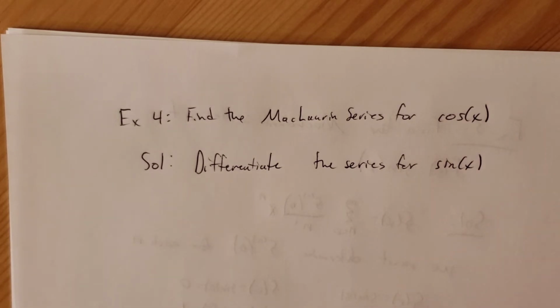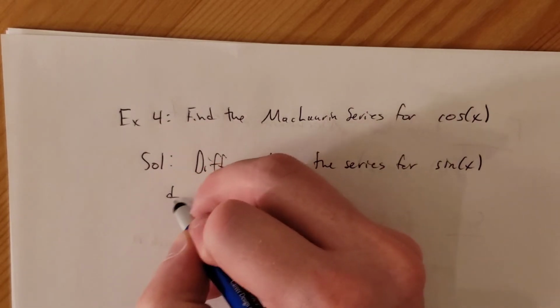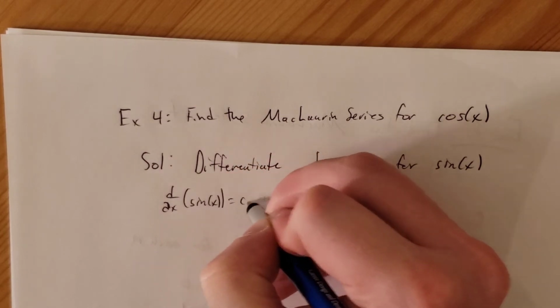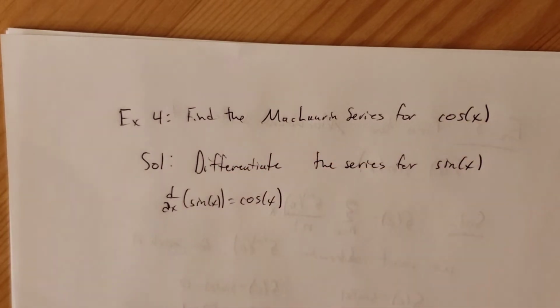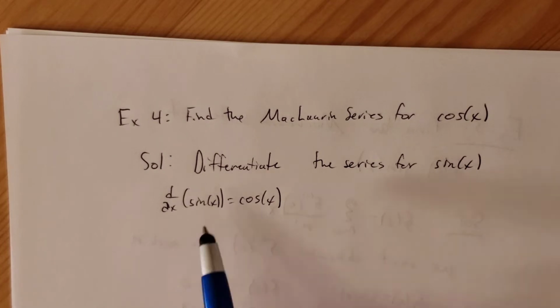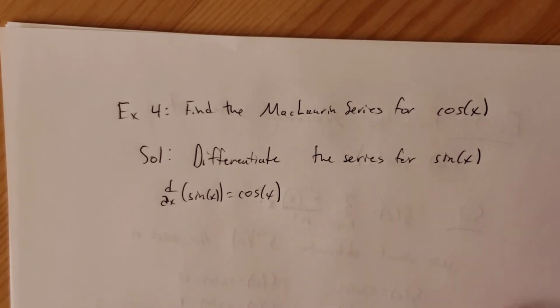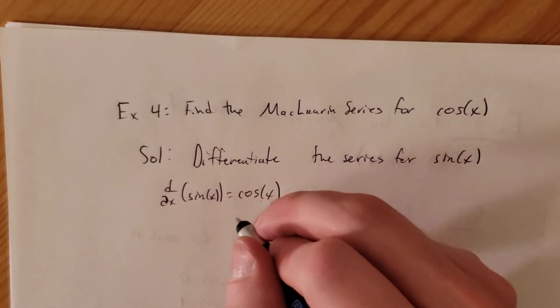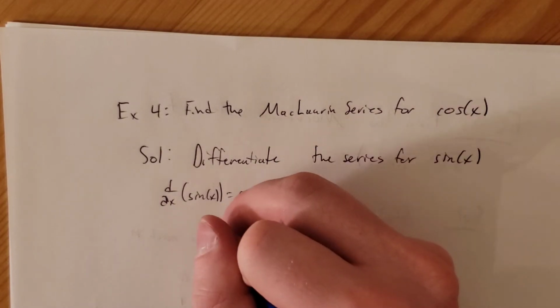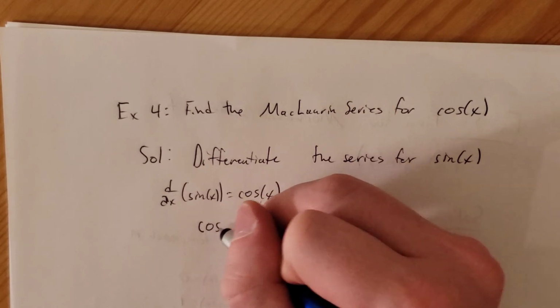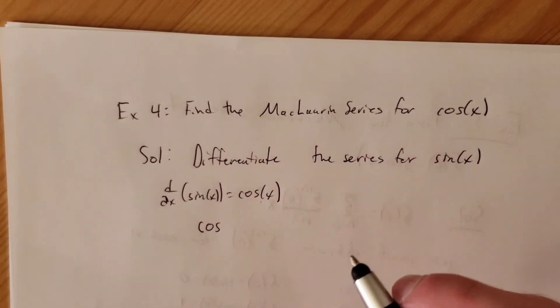Because the derivative of sine of x is cosine of x, right? d/dx of sine of x is cosine of x. So if we differentiate the power series that represents sine of x, we will get a power series that represents cosine of x. So differentiate that previous series. You can look back at your notes from the first example.